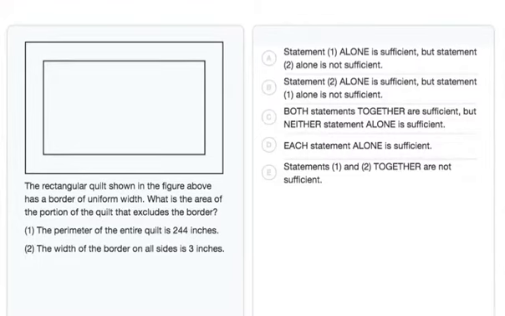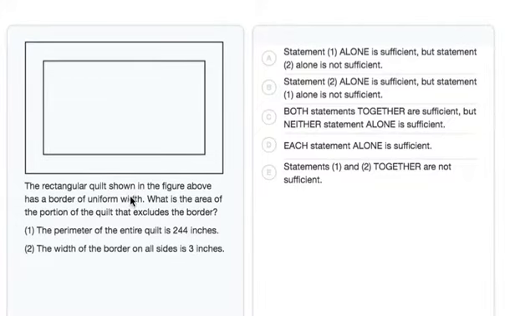To solve this data sufficiency question, we'll consider each statement separately first and then together if needed. Before the statements, let's go ahead and label our quilt with various variable names. So we do have the length and width of the interior of the quilt, and we have the length and width of the exterior of the quilt, the border.